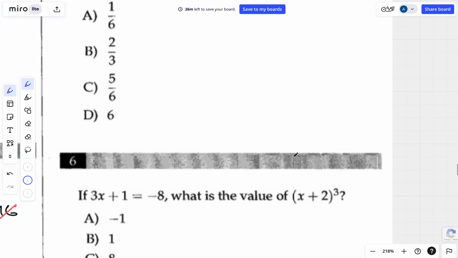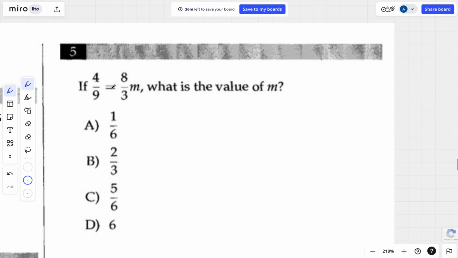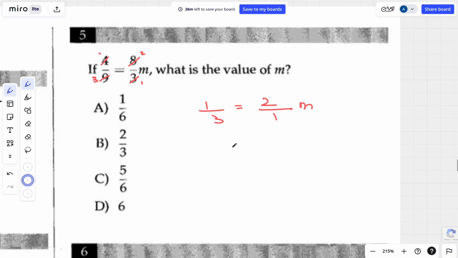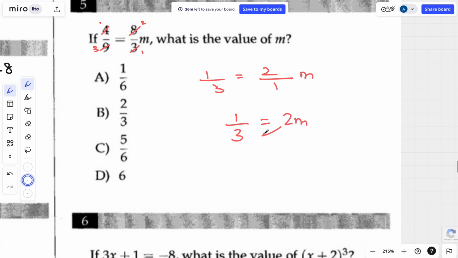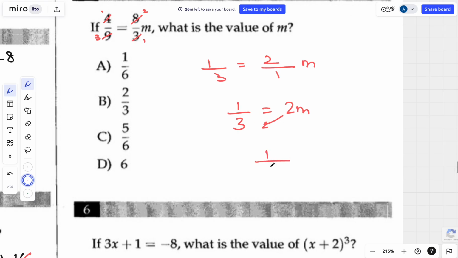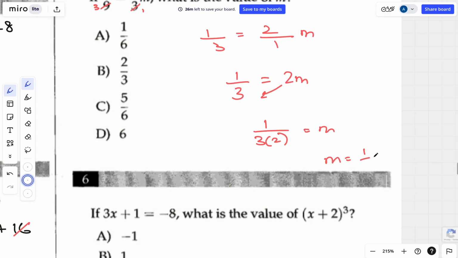Question 5. We need to find the value of m. We'll cross multiply both sides. Actually, before we cross multiply, we can simplify both sides. So 4 times 1 is 4, 4 times 2 is 8, 3 times 1 is 3, 3 times 3 is 9. So we can say 1 over 3 is equal to 2 over 1m. Now you can cross multiply, so we can simply say this is 1 over 3 is equal to 2m, and then the 2 can come down to 3, so that becomes 1 over 3 times 2 is equal to m, which means m is 1 over 6.